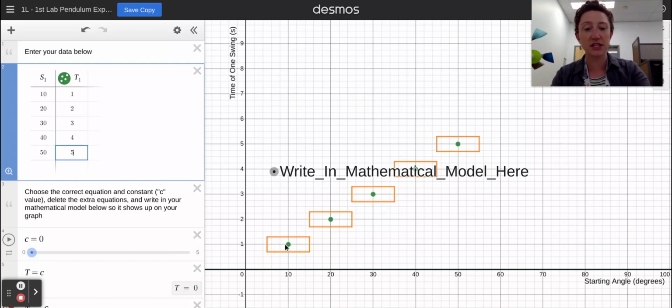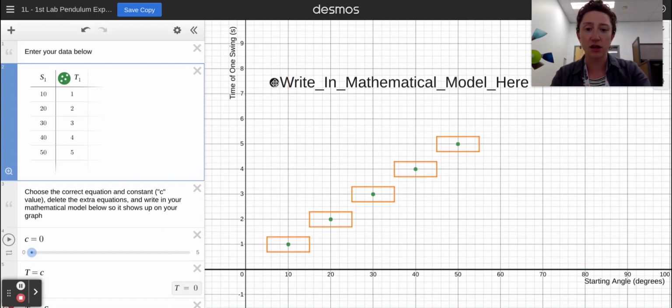Next, this is showing the data. And with the settings that I have for this particular one, this is the pendulum lab. These orange boxes are telling us how much uncertainty or error there is within the measurement. So this data point could fall anywhere within here. And those are some presets that were already programmed into this. In this case, this is fake data and it's lining up perfectly.